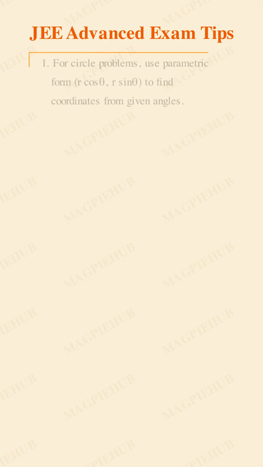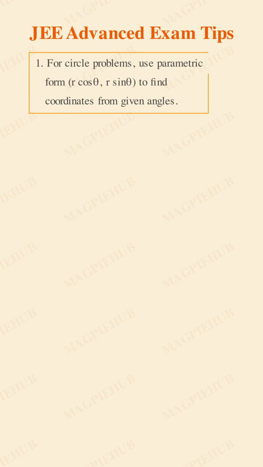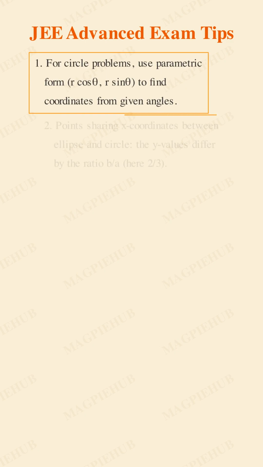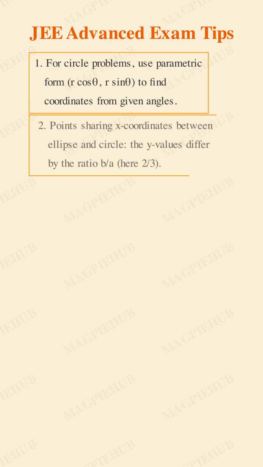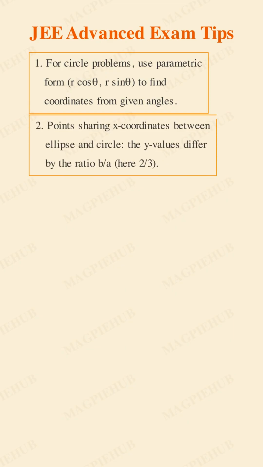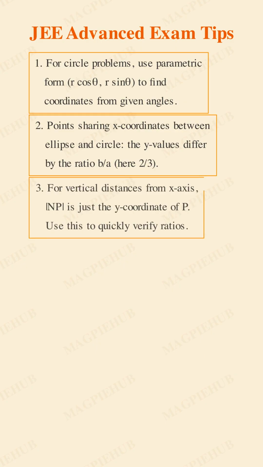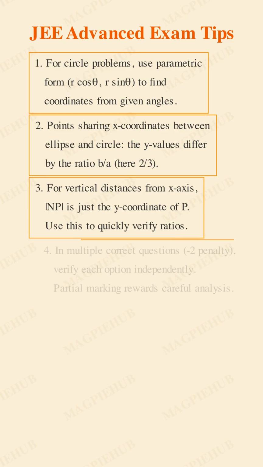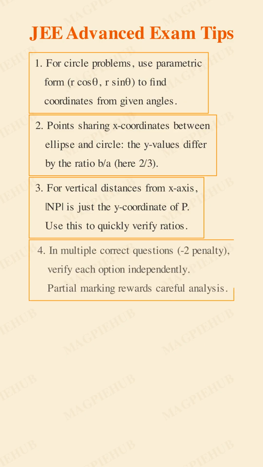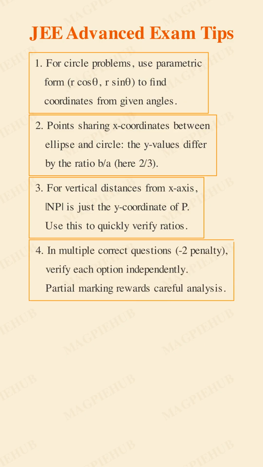Here are some important tips for JEE Advanced. Tip 1. For circle problems, always use the parametric form (r cos theta, r sin theta) to convert angle information into coordinates. Tip 2. When a point shares its x-coordinate between an ellipse and a circle, the y-values differ by the ratio b over a. Tip 3. Vertical distances from the x-axis are simply the y-coordinates. Use this to quickly verify ratio conditions. Tip 4. In multiple correct questions with negative marking, verify each option independently for partial credit.